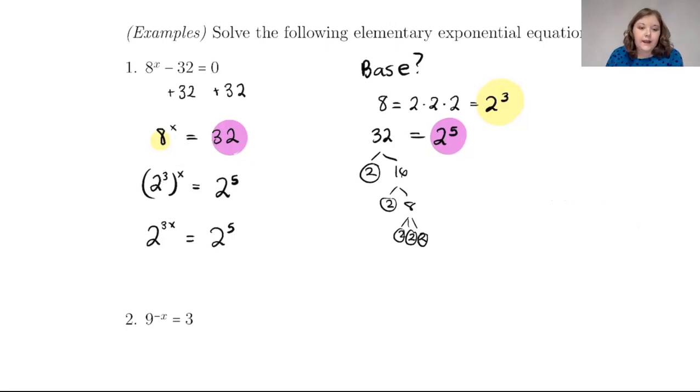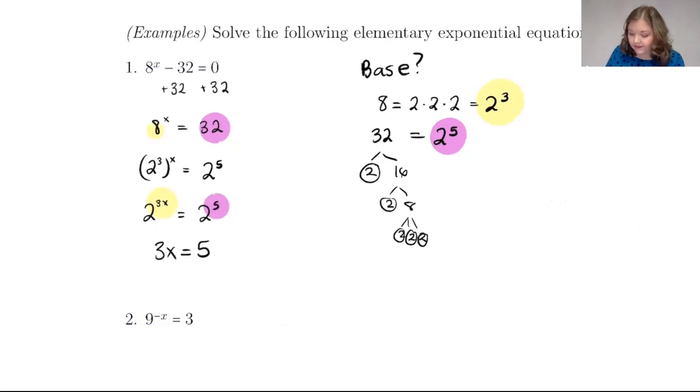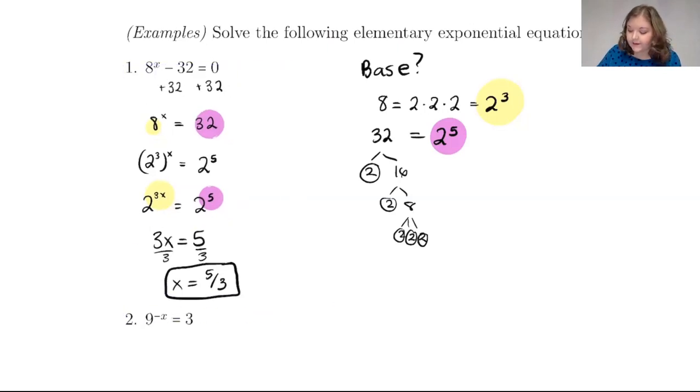Okay. So now that we have it as 2 to some power and have that equal to 2 to another power, so 2 to the 3x equals 2 to the 5th, we can set the powers equal to each other. 3x equals 5. And then the last step, we will want to just solve for x, which is an easy fix right here. We just divide by 3. So x equals 5/3 is the answer. So that's the answer to the first question.